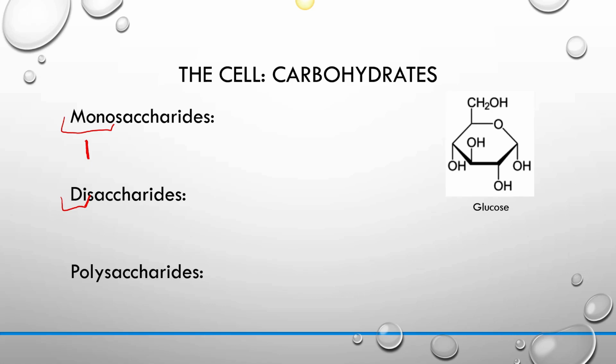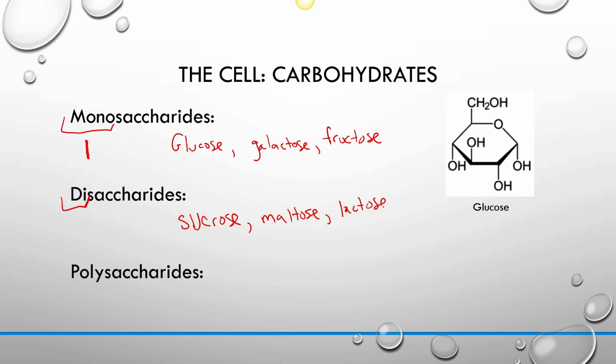So an example of a monosaccharide would be glucose, galactose, or fructose, while an example of a disaccharide would be something like sucrose, maltose, and lactose. Sucrose is actually glucose and galactose bonded together. Maltose is two glucoses bonded together. And lactose is glucose and fructose bonded together. And that's how we get these disaccharides.